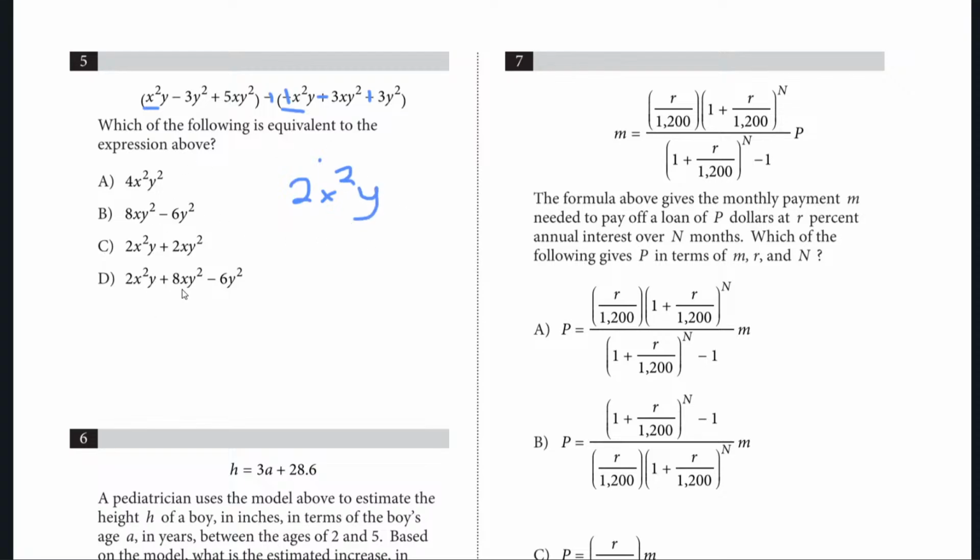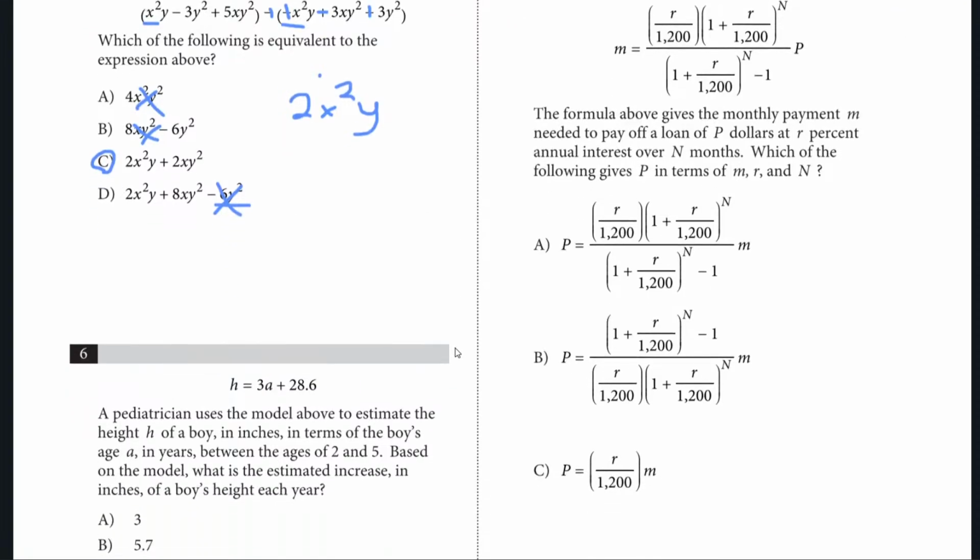The only answer that has that is D and C. So we know B and A are wrong, and D and C differ on the y squared. So let's look at the y squared. We have a negative 3y squared, and here a positive 3y squared. So there should not be a y squared term. So D is also wrong. That means C is our correct answer.